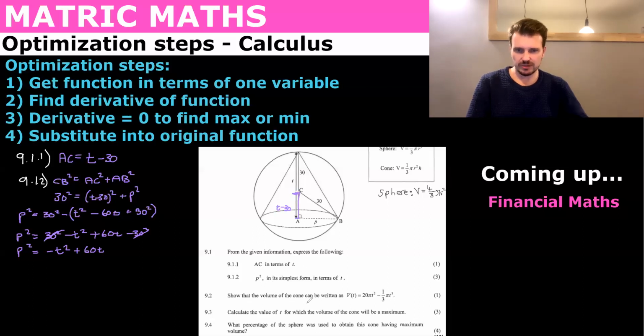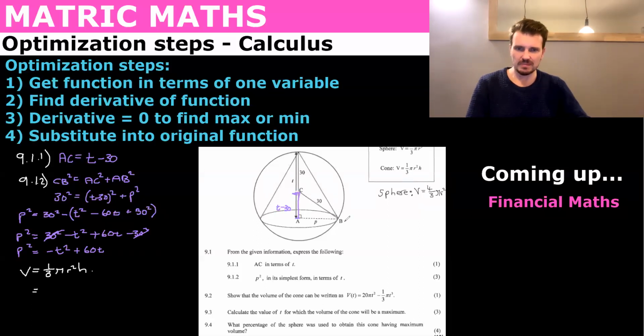Now it says, show that the volume of the cone can be written as V of T equals this thing here. Right, so let's now do the volume of a cone. Okay, so they've given the volume of a cone up above. And V equals 1/3 pi r squared times h. Okay, well, we know that r is 30. We've done that.